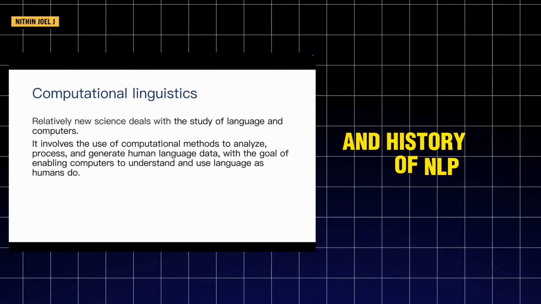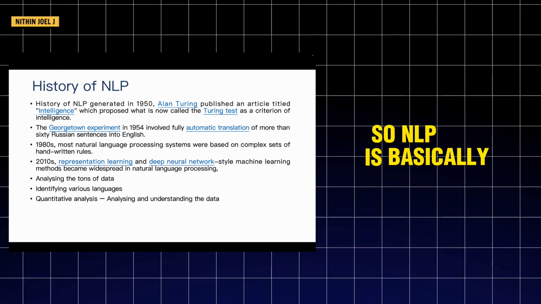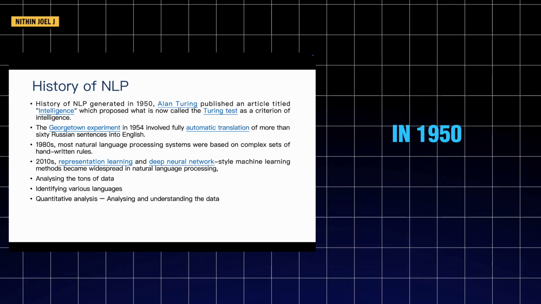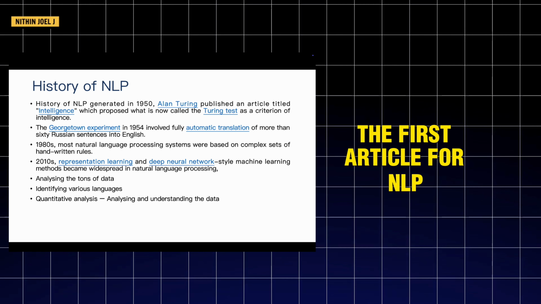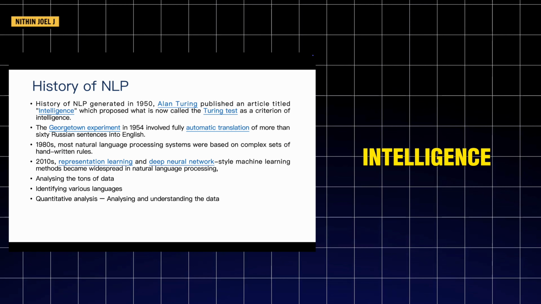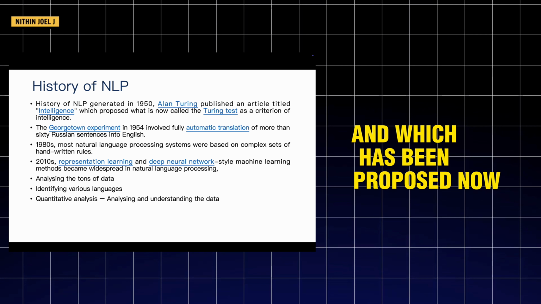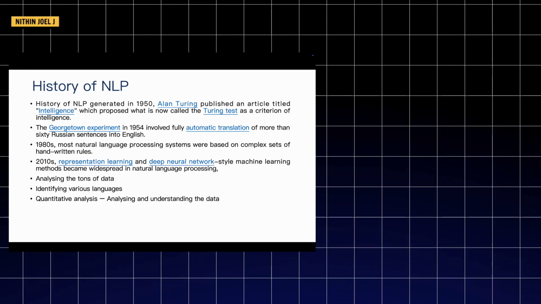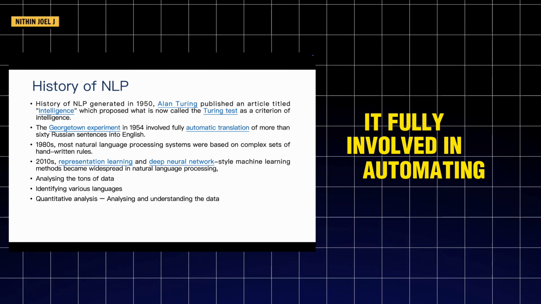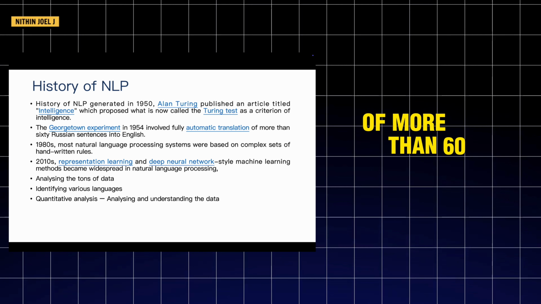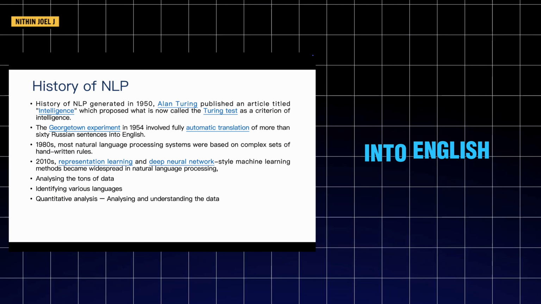And the history of NLP. NLP basically originated in 1950 with a famous person called Alan Turing. His first article on the topic, titled Computing Machinery and Intelligence, proposed what is now called the Turing test. And based on the famous Georgetown experiment, which happened in 1954, it involved automating the translation of more than 60 Russian sentences into English.